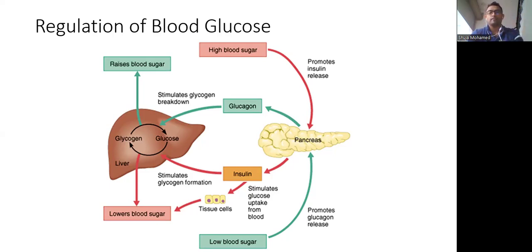What is normal blood glucose? And if there is a problem, how to correct it. So allocate 1 or 2 minutes to go through this slide. Then go to the next slide.